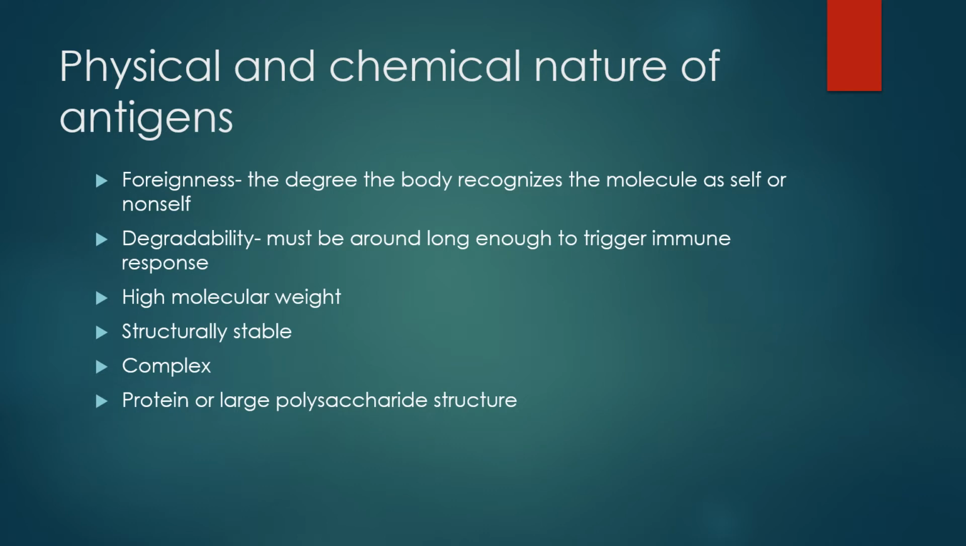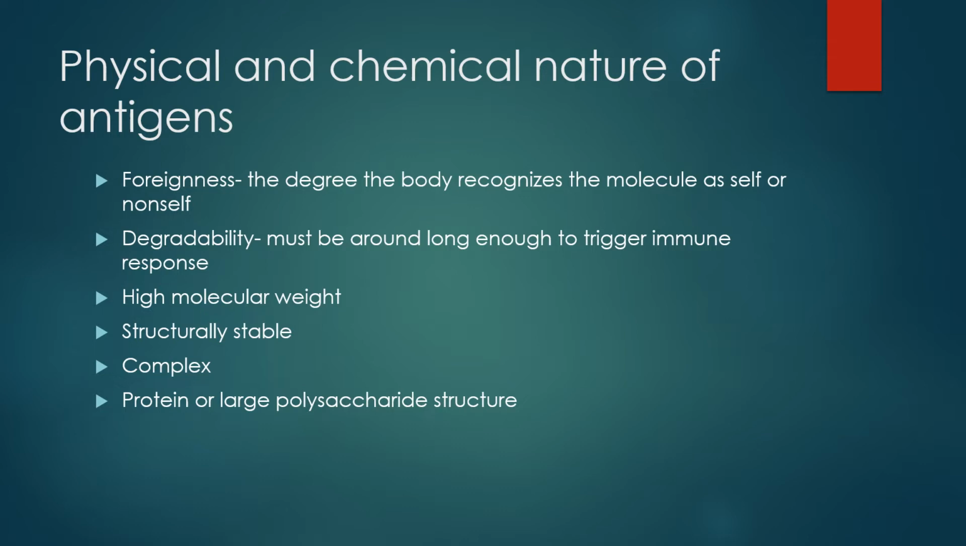Let's go ahead and discuss what properties actually make up an antigen. So we're going to talk about the physical and chemical nature of antigens here on this slide. Foreignness. The degree the immune system recognizes the antigen as self or non-self. So something that is recognized as being more foreign is something that is probably going to be more antigenic. Degradability. An antigen must not degrade too fast. It must be present long enough to trigger an immune response, or it won't be antigenic.